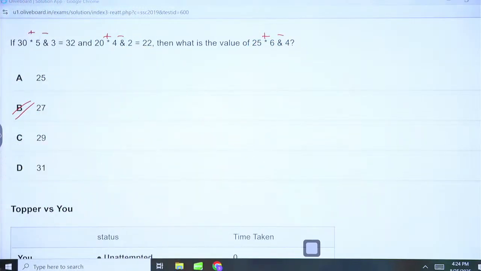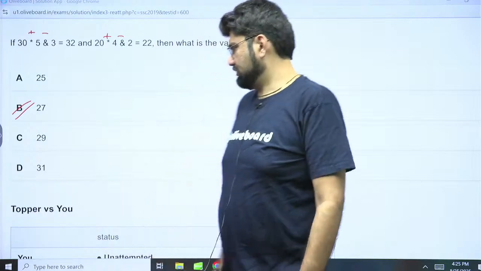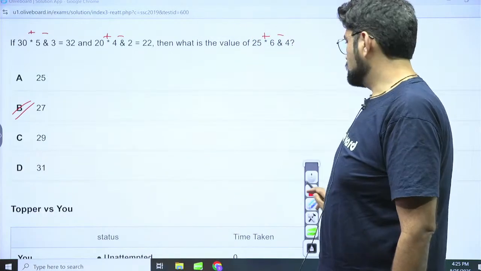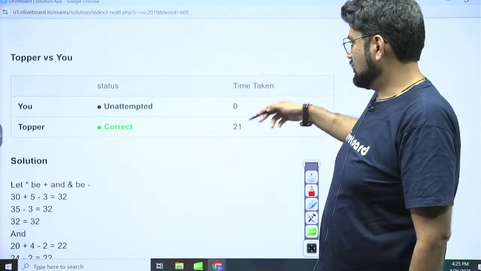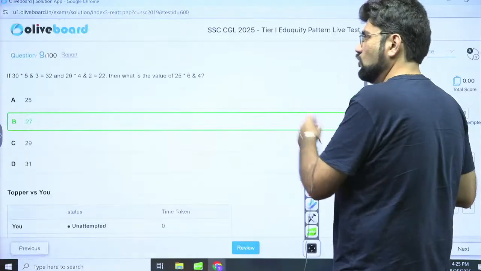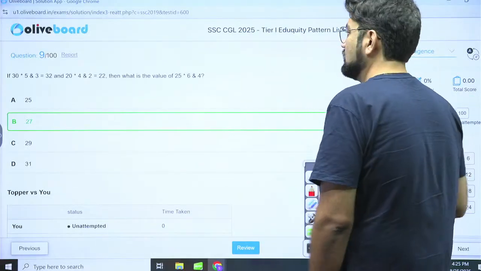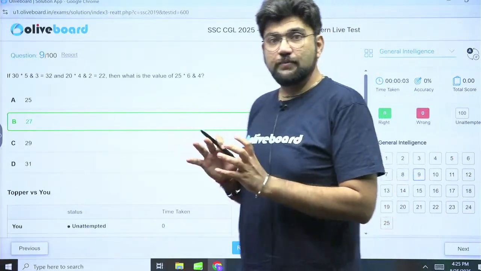27 is there in the options. This one was very easy. We got lucky here. So option B is the correct answer. This could have been done in 15-20 seconds. Very good. Excellent. Now the pace is coming up. See, now do you understand the beauty?